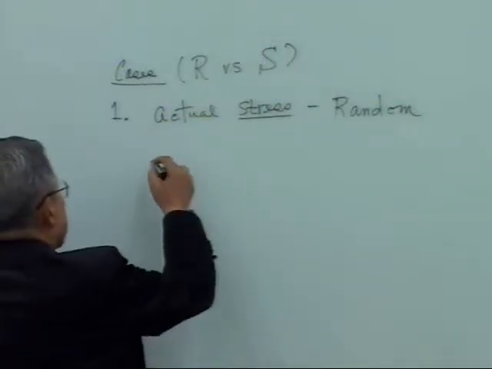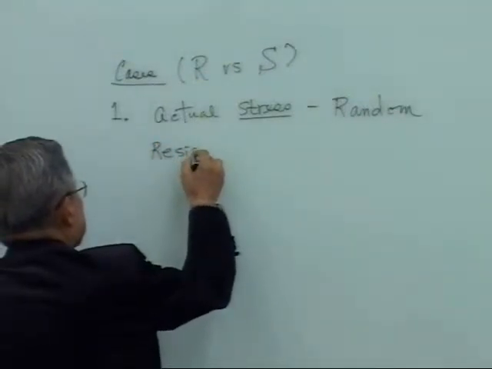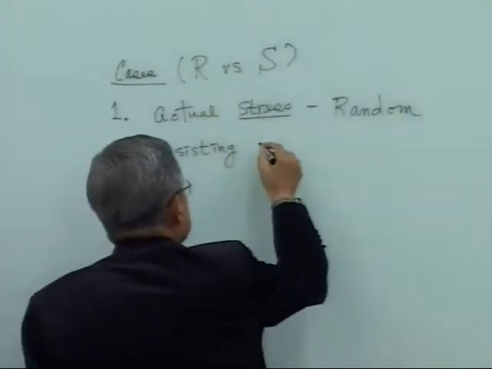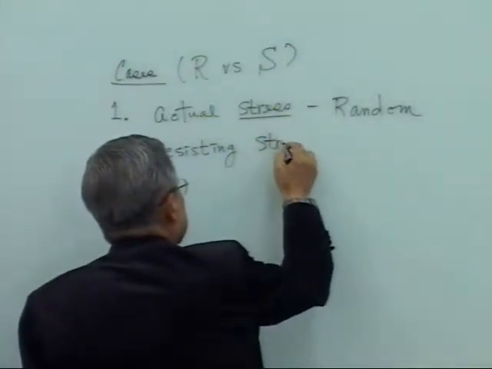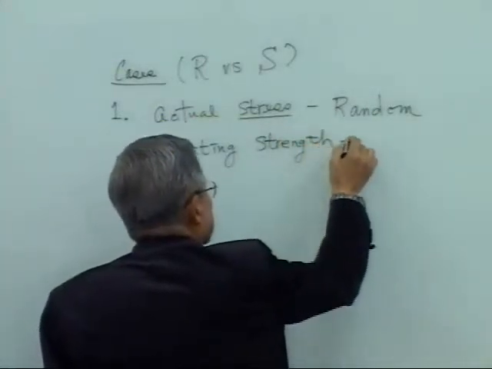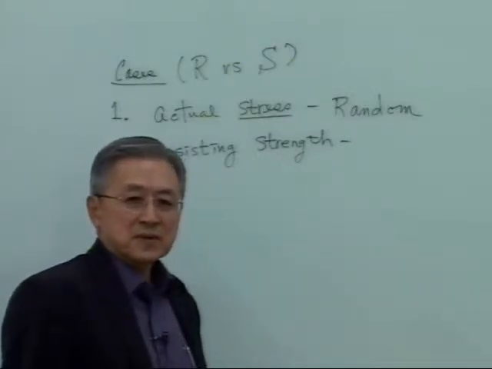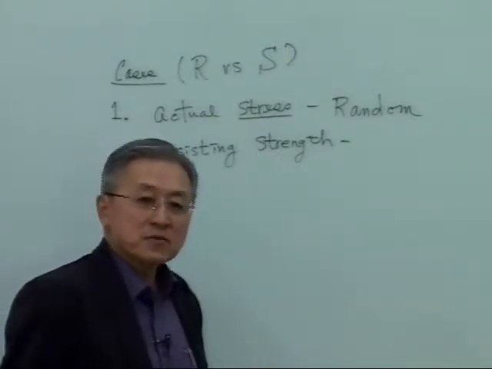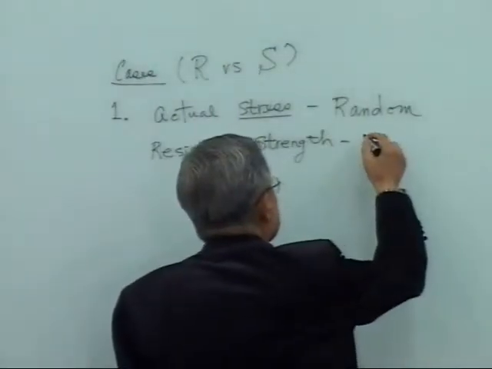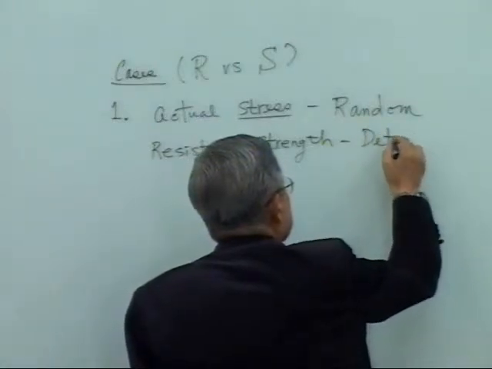And then resisting strengths. I can use the stress, but use the strengths. Resisting strengths can be, of course, random. But first, let's look into what's happening if it's deterministic.